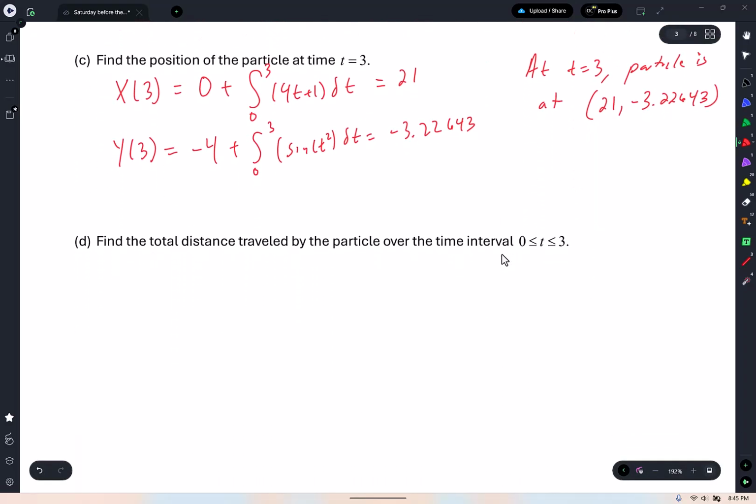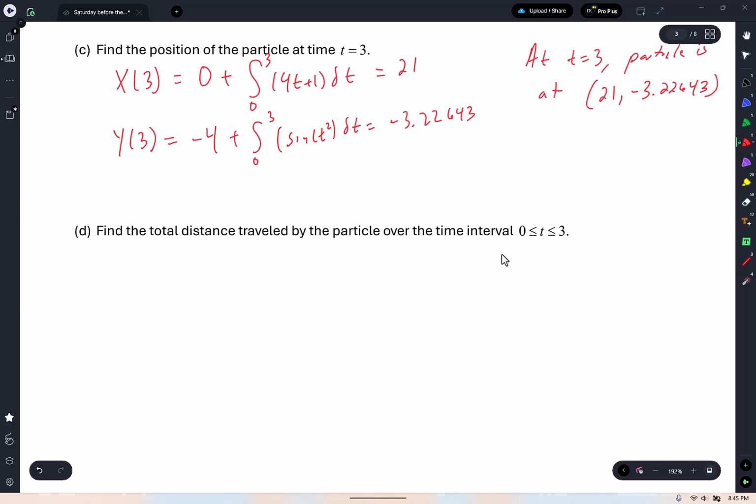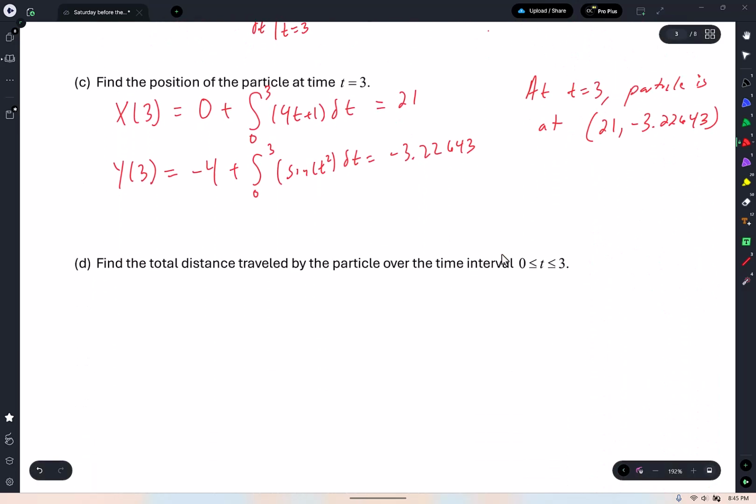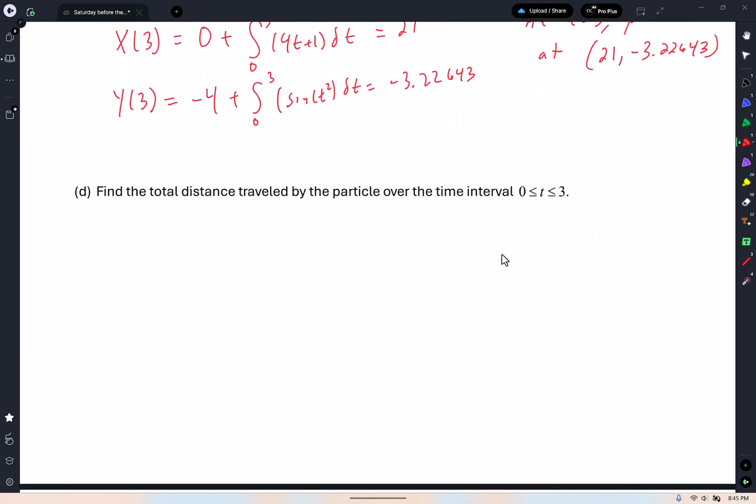Find the total distance traveled by the particle over the time interval 0 to 3. Again, it's really just adding up an infinite amount of Pythagorean theorems. So here we go. I'm just going to go total distance.